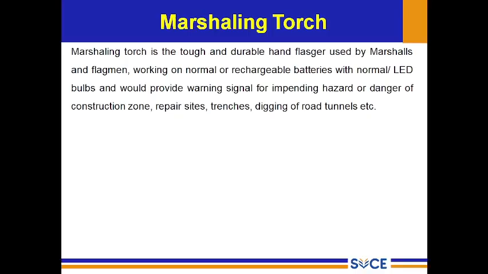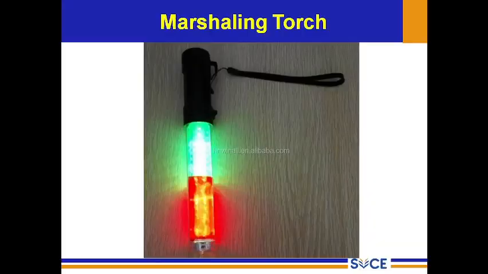On either side of the work zone, the marshal stands and by hand shows some warning sign. You can see in this picture the typical marshalling torch. Rechargeable batteries are used for this torch. So using these handheld torches, you can operate the traffic, especially during night times.